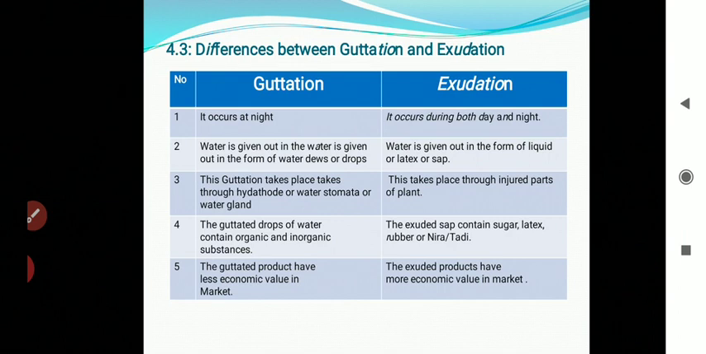Third one, guttation takes place through hydathodes or water stomata or water glands. Exudation takes place through injured parts of plants. In guttation, the gutted drop of water contains organic and inorganic substances, while in exudation, the exudate sap contains sugar, latex, rubber or nira or toddy. The gutted products have less economic value in market. The exuded product have more economic value in market.